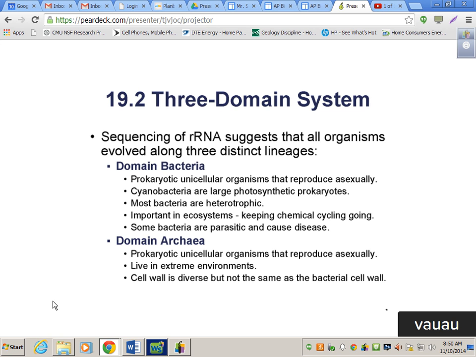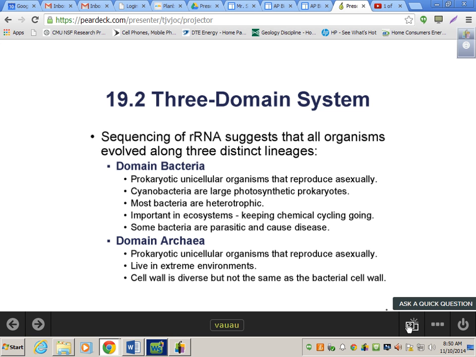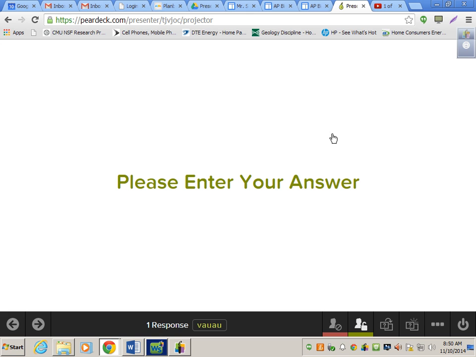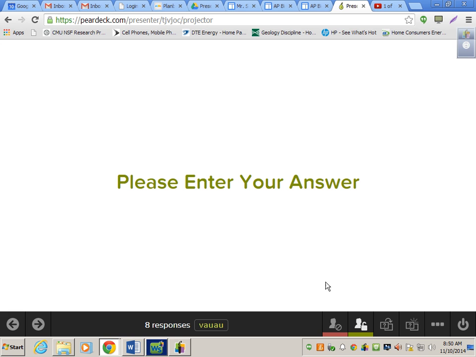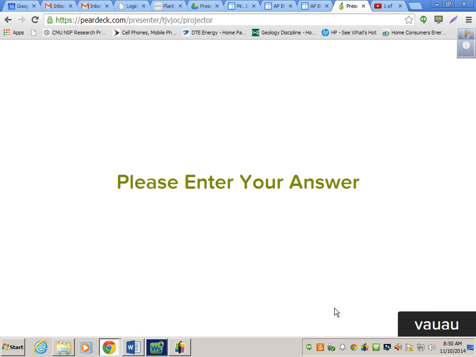So sequencing of rRNA suggests that all organisms evolve along 3 distinct lineages. Now, I know we haven't talked about rRNA, but what is rRNA? It's the forgotten RNA, I always say, the one everybody forgets about because we don't talk about it a lot. The Cinderella of RNA. What is rRNA?